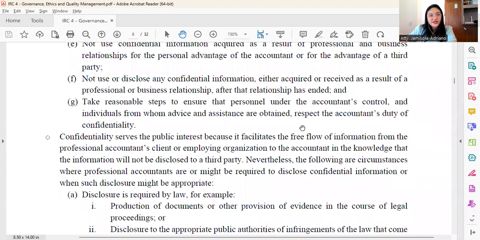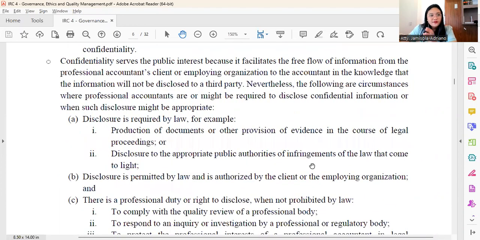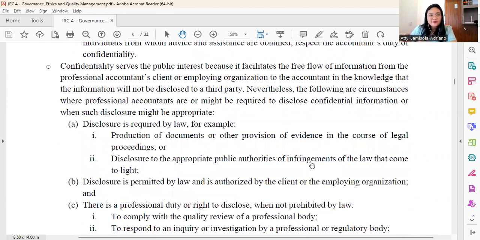Take reasonable steps to ensure that the personnel under your control, as the accountant, and individuals from whom advice and assistance are obtained respect the accountant's duty of confidentiality. Confidentiality serves the public interest because it facilitates the free flow of information from the professional accountant's client or employing organization to the accountant in the knowledge that the information will not be disclosed to a third party. So this obligation of confidentiality puts confidence on the part of the client. The client could be confident that any information that he will divulge to you, you will not share it to other persons. So because of this confidence, the client will be encouraged to disclose more information to you so that this information can be used in the proper provision of your services.